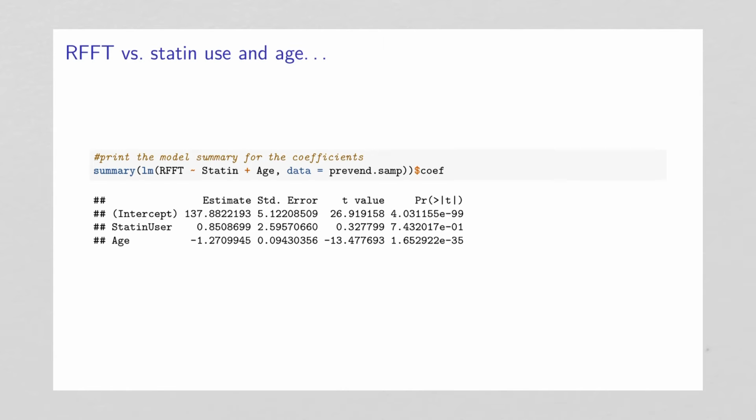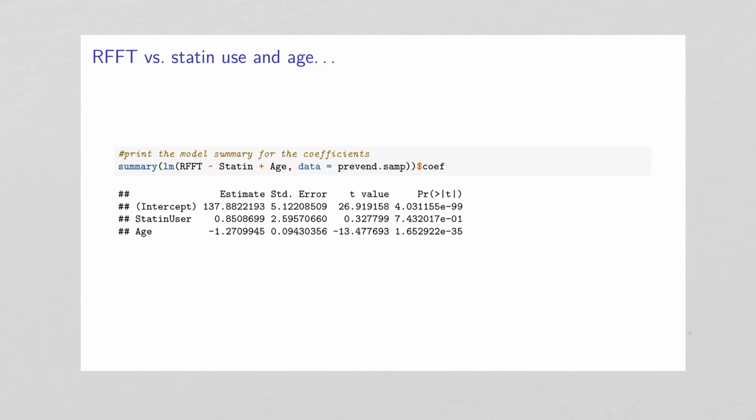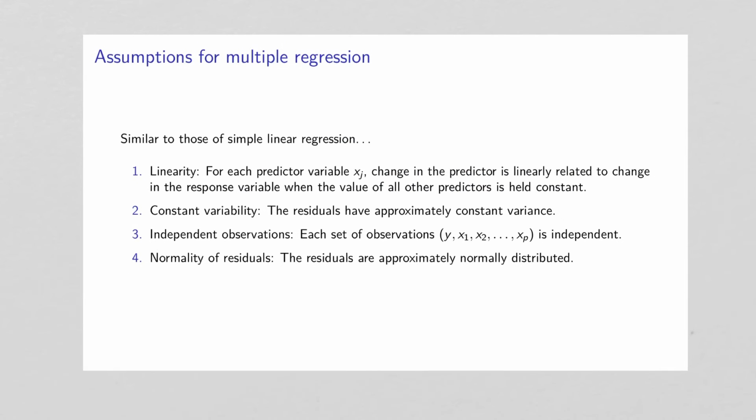And so here you see, again, the summary, the estimates. So we would call this beta 0, beta 1, beta 2. Standard errors, t-values. P-values are all significant because they are less than 0.05. So that's good. So the assumptions are the same as the last time.